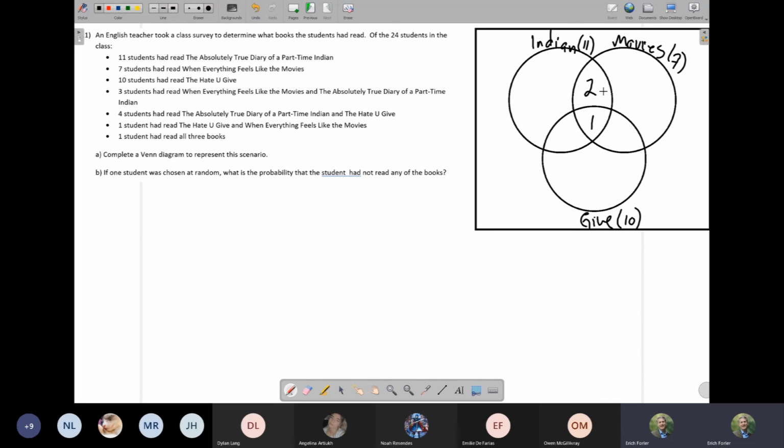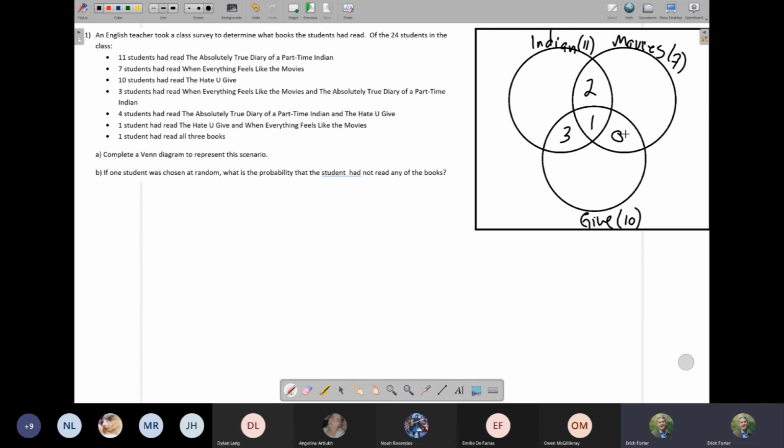Then we're told there are 4 students who have read the Indian and Give. So that's the intersection between Indian and Give. So that's here. And if there are 4, we've already got 1. So that takes us down to 3 in the remaining area. And then we're told that there's 1 student who's read Give and movies. So again, we've got the intersection between Give and movies. There's only 1 student in that space, so that means that the remaining space here has a 0.